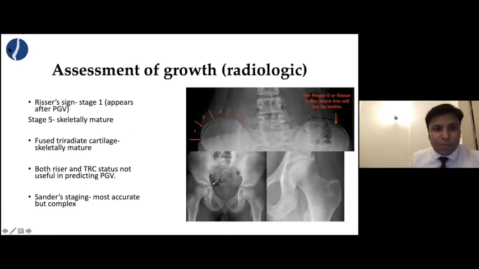So if a patient presents you with a razor sign stage 1, in all probability this curve is not likely to progress. Also comment on the triradiate cartilage. Fused triradiate cartilage indicates skeletal maturity. They're both not good in predicting peak growth velocity. Sanders staging is the most accurate, but it's complex. Again, it's a radiological thing. It's not part of the clinical examination, but questions might be asked from you regarding this.